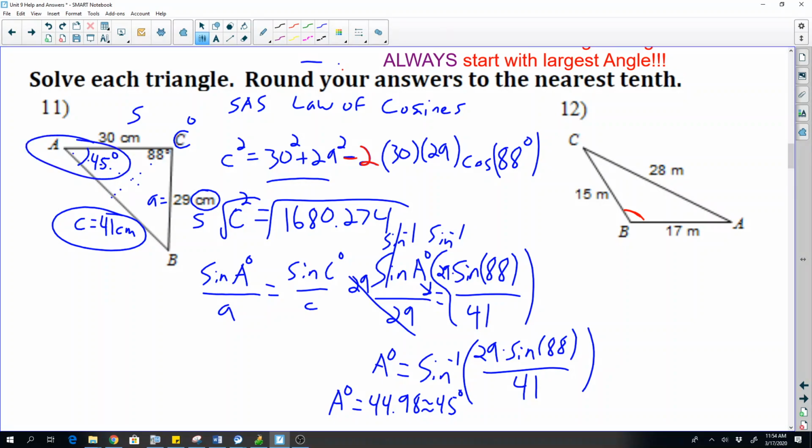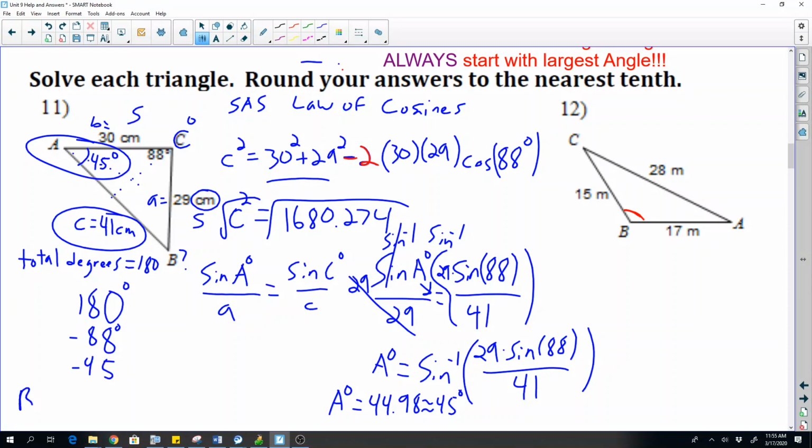So there's another answer for number 11. And last but not least, we just got to find that last missing angle. We have little b, but they want us to find angle B. And since we already found two angles, guess what? All three of them have to add up to 180. Remember, 180 degrees is the total degrees in a triangle. So we're going to take 180 minus 88 minus 45.